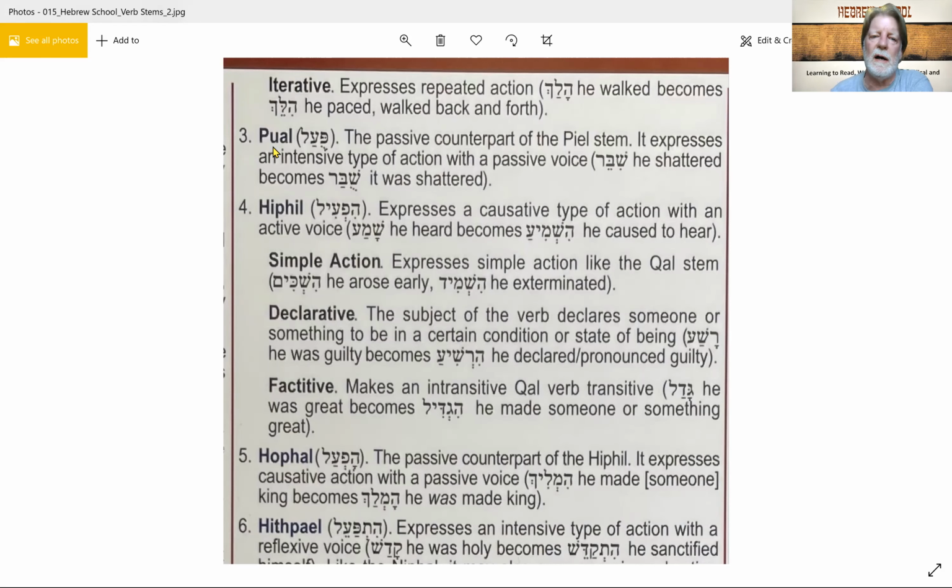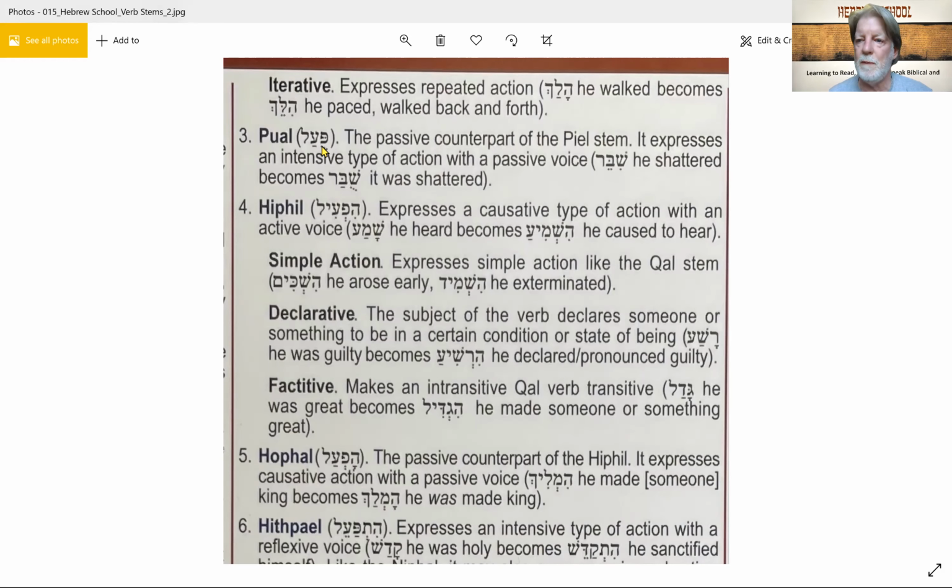The Pual sounds a lot like Piel, only this is the passive counterpart to the Piel stem. So in the readings that we have done, I have repeatedly tried to point out that when you see a U sound vowel in a word, that is often an indication that it will be passive.